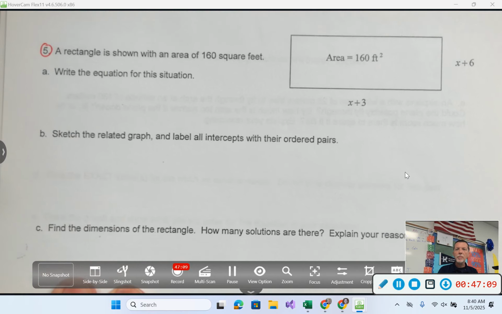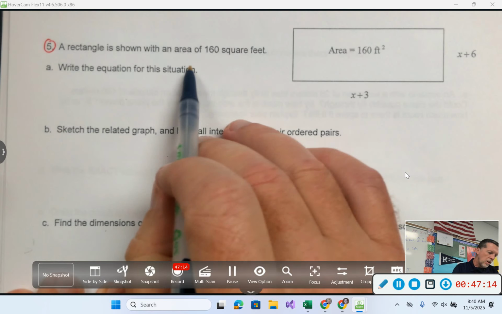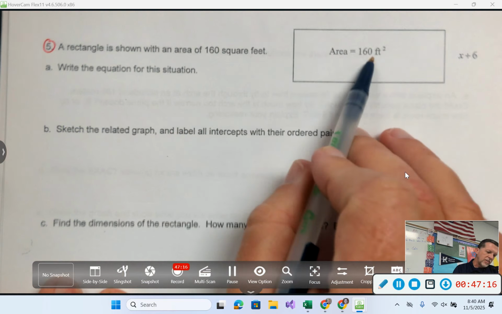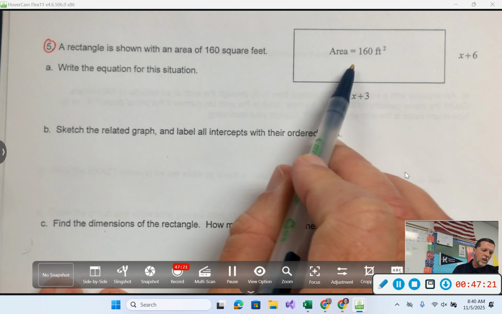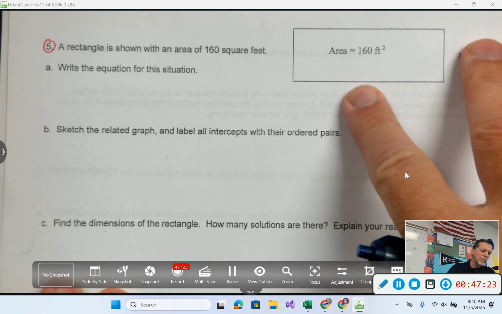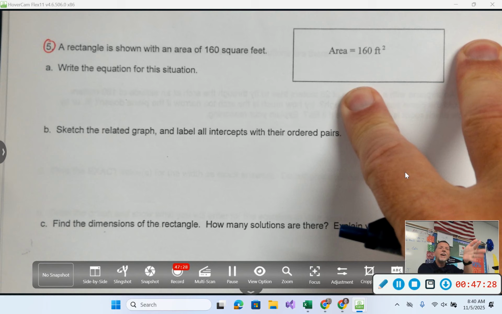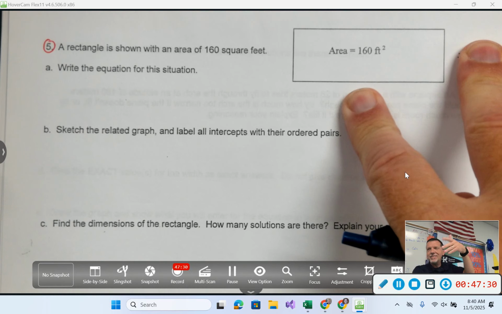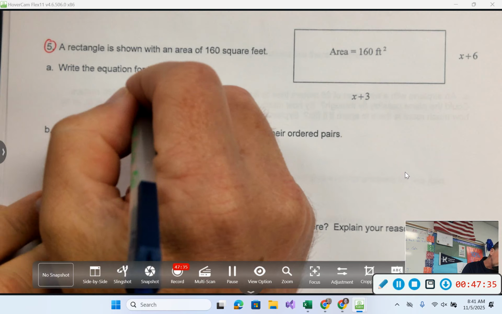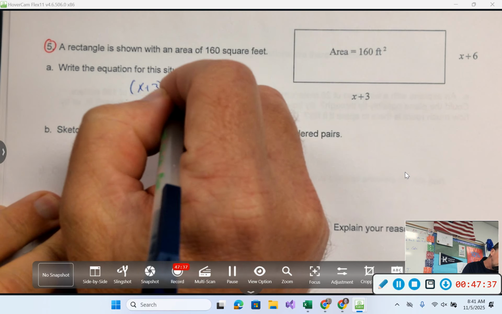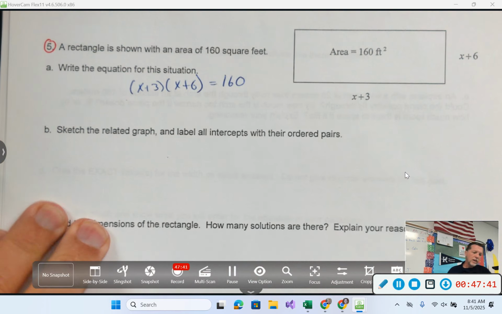This is where it's a combination of your brain and the calculator to solve this thing. A rectangle is shown with an area of 160 square feet. Write the equation for this situation. Okay, well, how do I find the area? Forget about the x's. Just how do I find the area of a rectangle? Both dimensions, whatever they are: height, length, width, like length times width. So x plus 3 times x plus 6 equals 160.